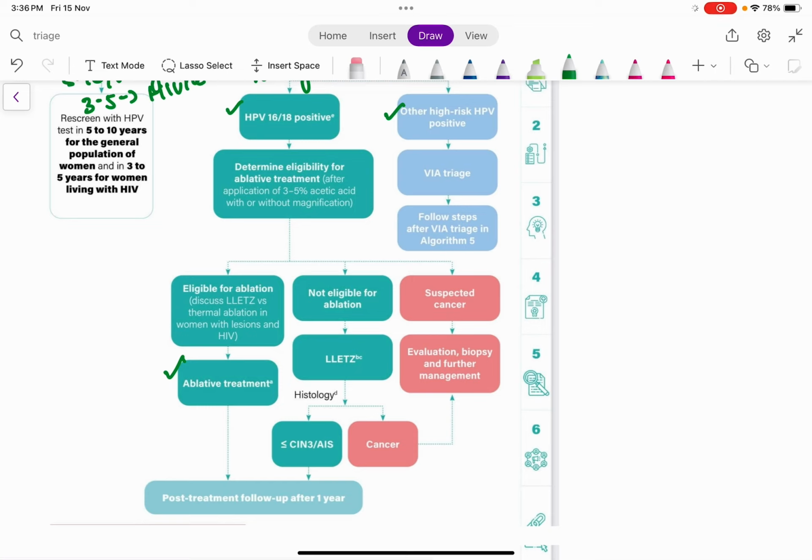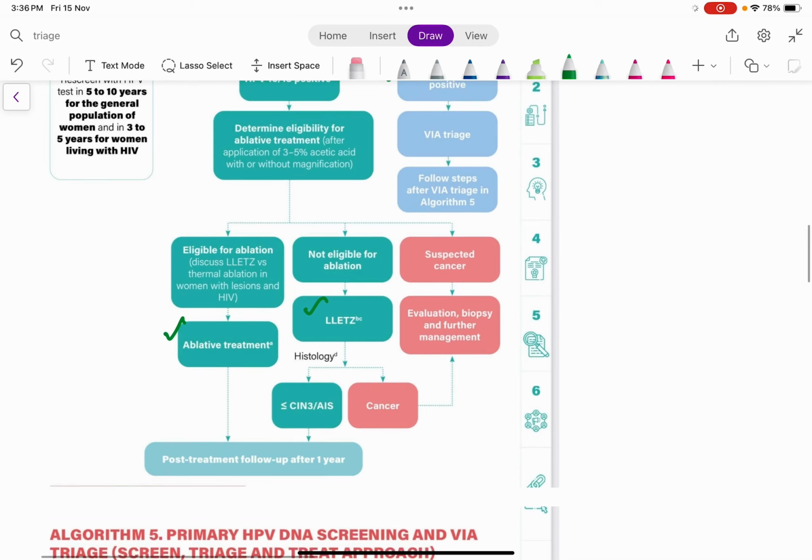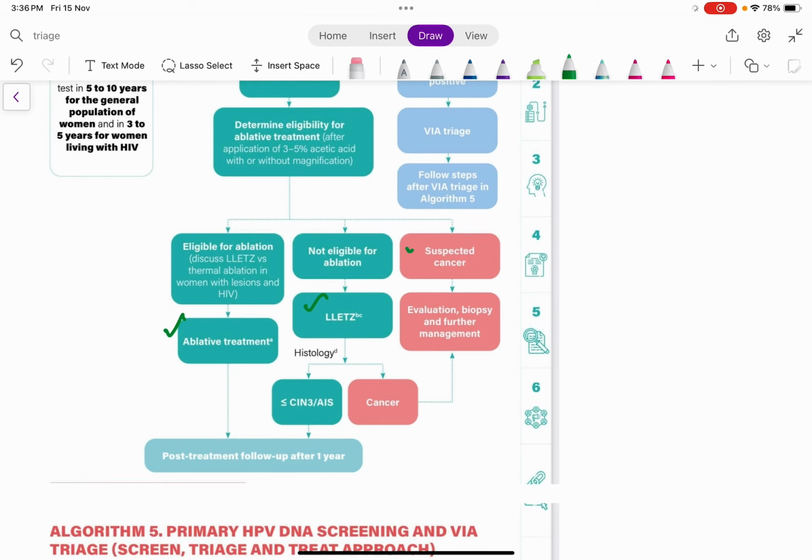If the criteria for ablation are not met, you can go with the excisional procedure such as the large loop excision of the transformation zone, or loop electrosurgical excisional procedure. Or in case of any suspicion of cancer, you have to go with further evaluation, biopsy, and based on the reports of biopsy, you go for the management.